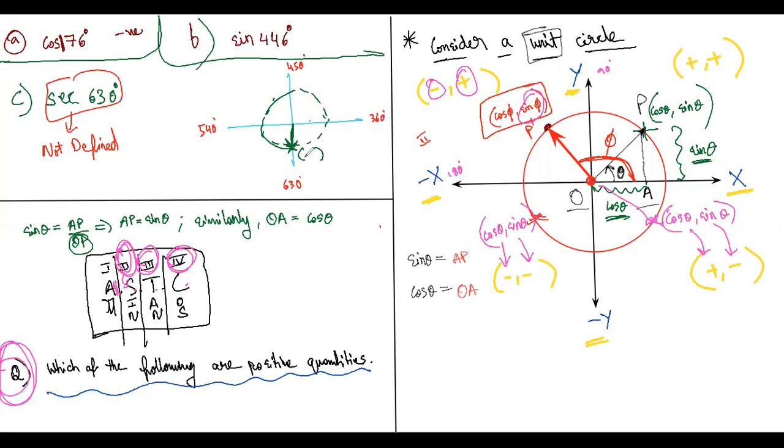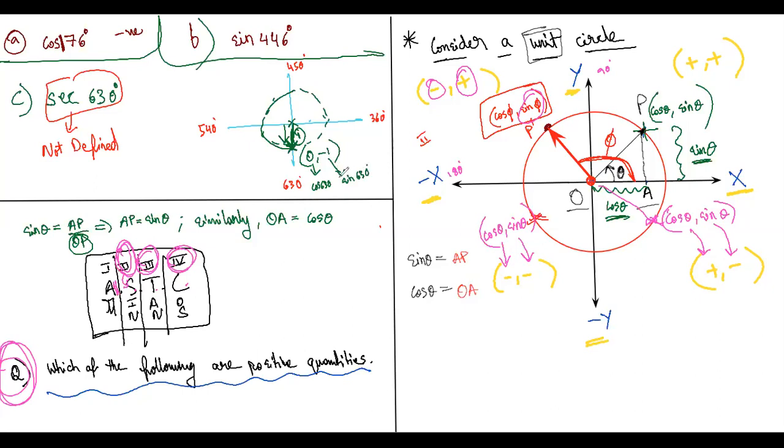No. Think about it. What is the x coordinate? What is the y coordinate? This is 1 unit. If you're going 1 unit below, what is this point? So 0 comma -1. Very good. So here cos 630 will be 0 and sin 630 will be -1.